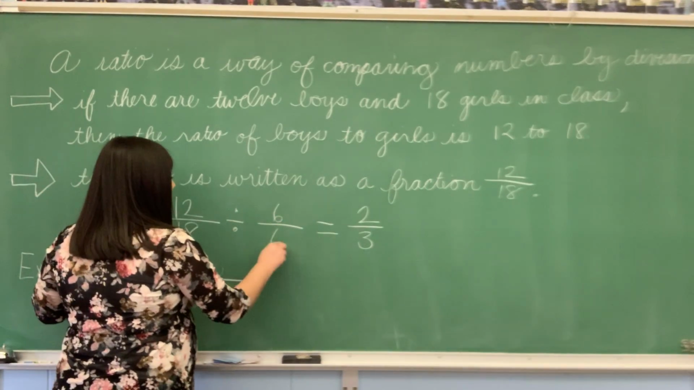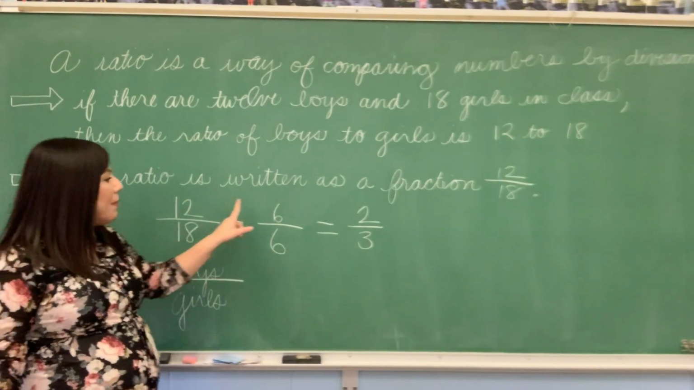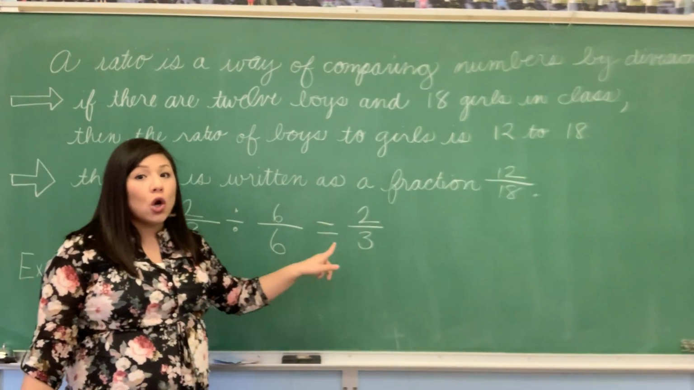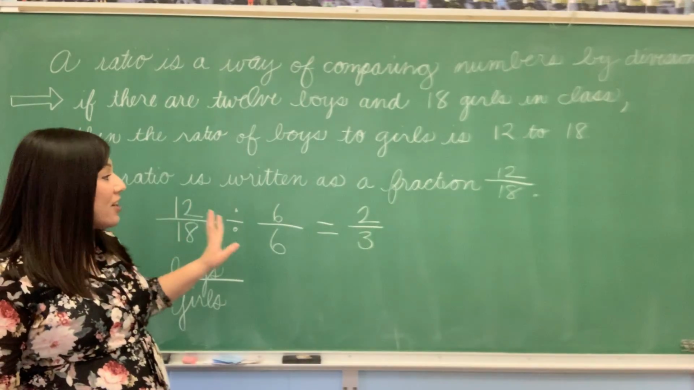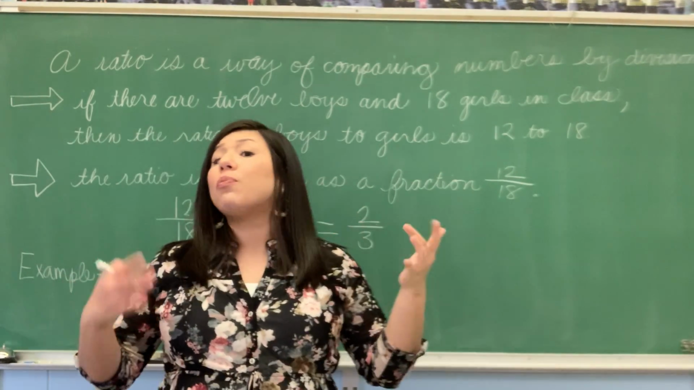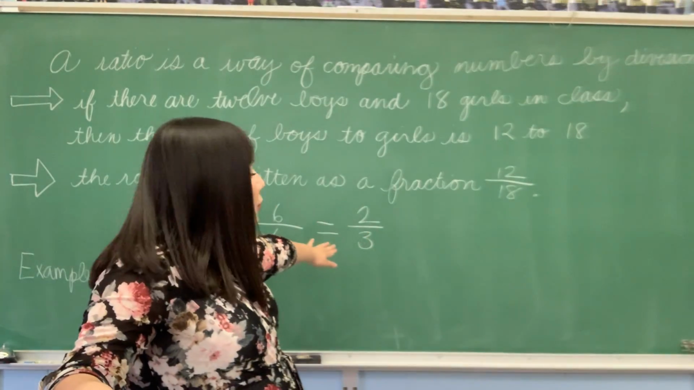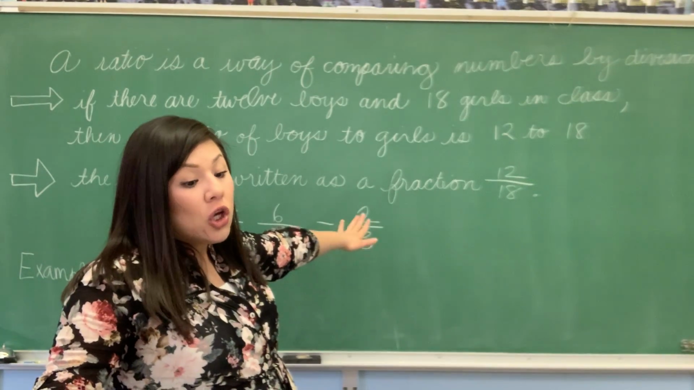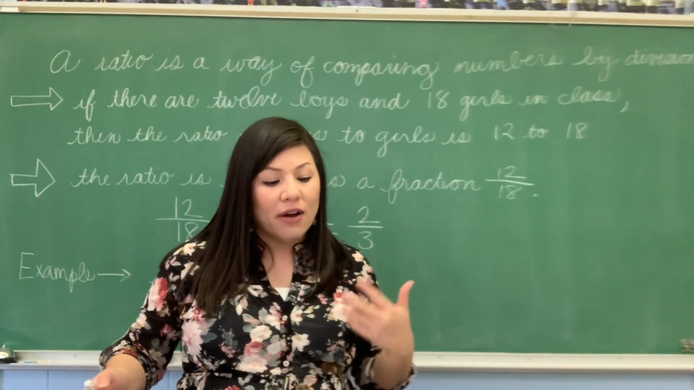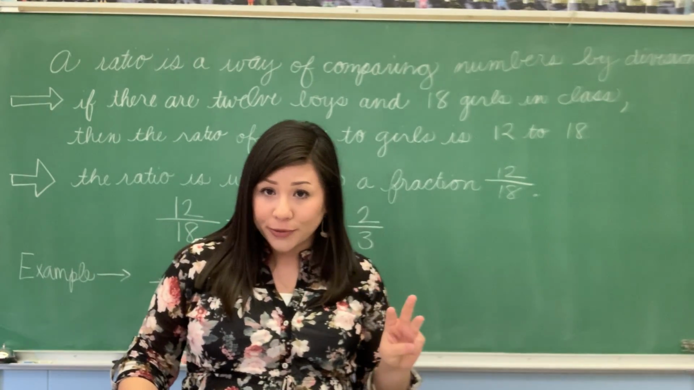Let's look. 12 divided by 6 is 2. 18 divided by 6 is 3. So my reduced fraction would now be 2/3. So the ratio of boys to girls reduced would be 2/3. So there are 2 to 3. This means that for every 2 boys in the class, there are 3 girls.